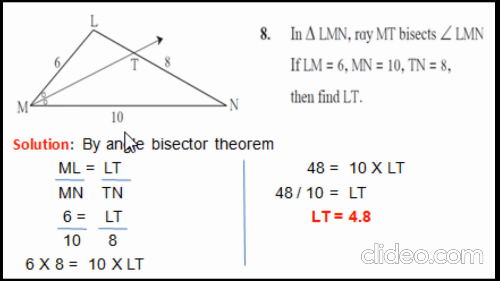angle bisector theorem. So by angle bisector theorem, what do we get? ML upon MN is equal to LT upon TN. Therefore, 6 upon 10 is equal to LT upon 8. ML is equal to 6, MN is 10, LT we have to find out, and TN is 8. Cross multiply. 6 eights are 48 is equal to 10 into LT. Then LT is equal to 48 divided by 10. You get the value LT as 4.8. Next question.